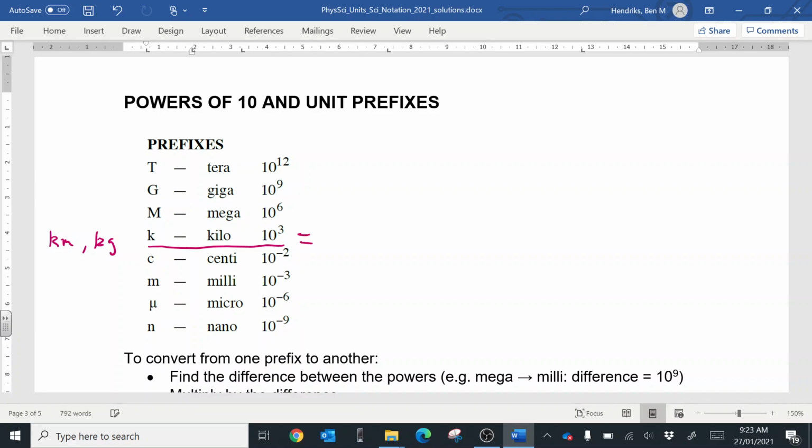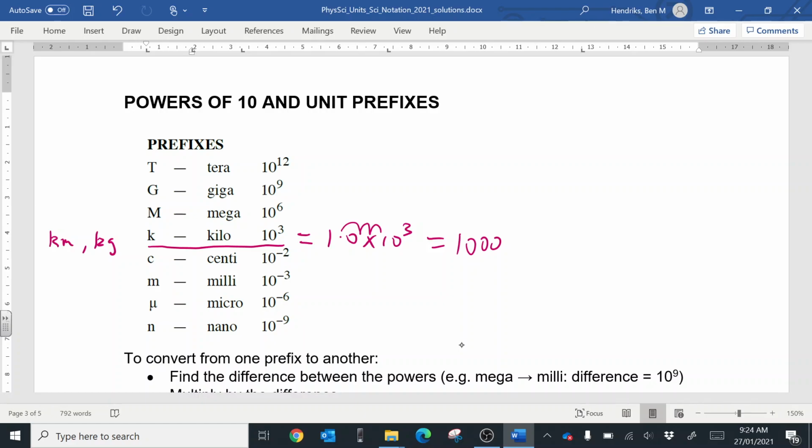And we can rewrite 10 to the 3 as 1.0 times 10 to the 3. And we should know that that is going to be equal to 1,000. So what we can do is move this decimal place 1, 2, 3, and we put zeros in there. So that is equal to 1,000. So that shouldn't be too new for you. What might be new is something like this.